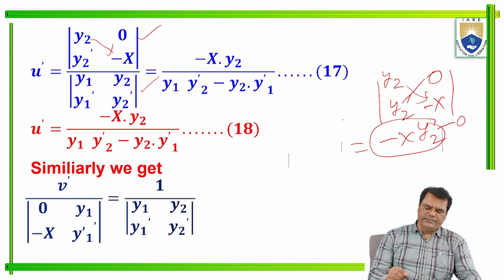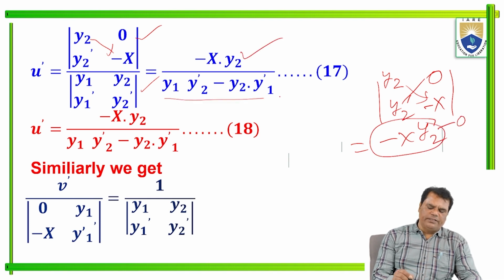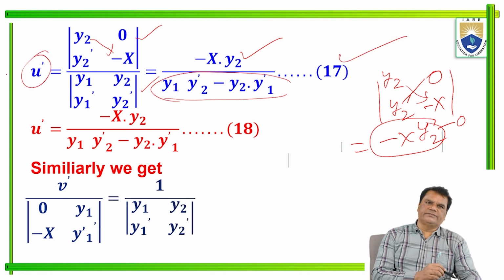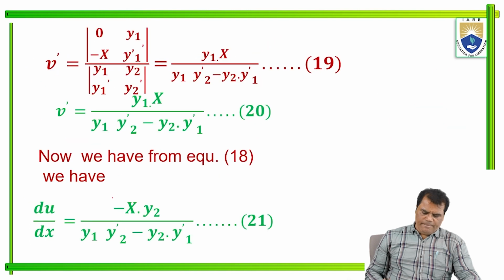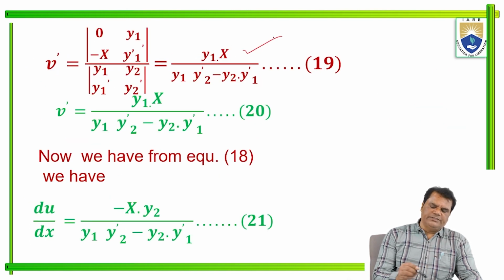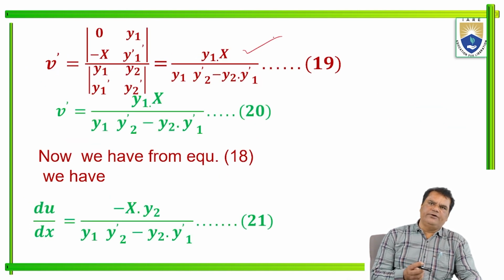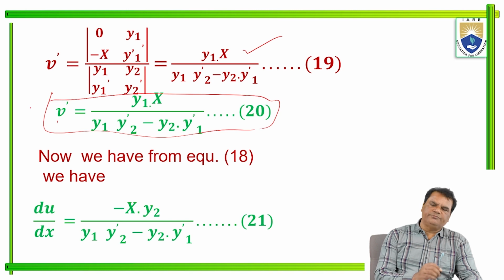So we get only this result, x y2 upon this. This is equation 17. This is the value of u dash. u dash equal to minus x y2 upon this. Similarly, we get v dash. v dash equal to v dash upon this equal to this. And after cross multiply, we get the value of v dash is y1x upon y1 y2 dash minus y2 y1 dash. So now v dash equal to this result. This is v dash.